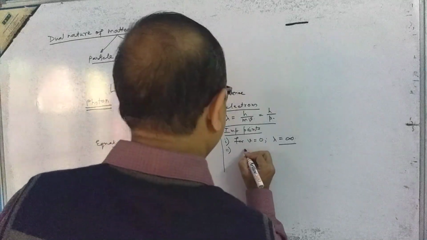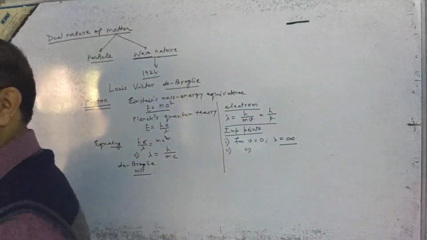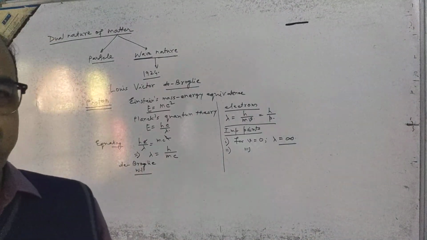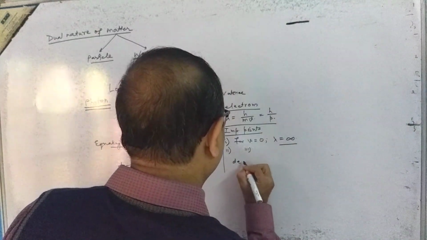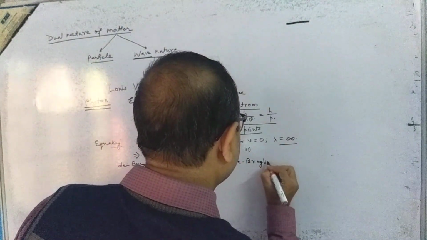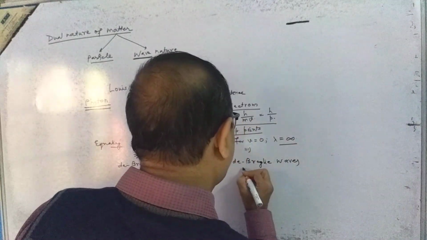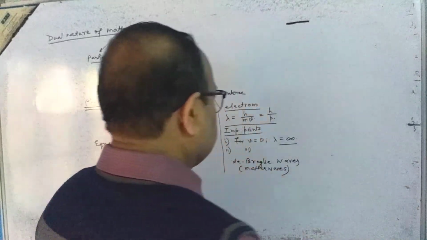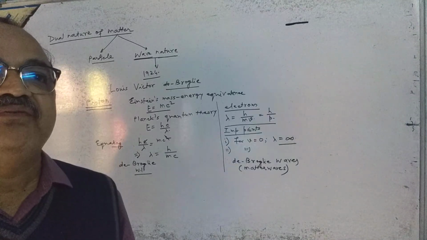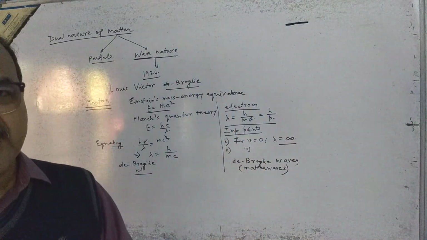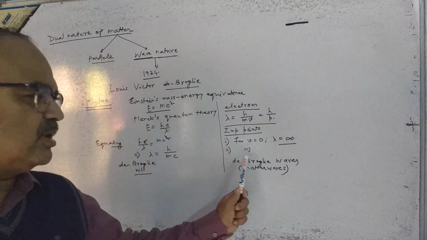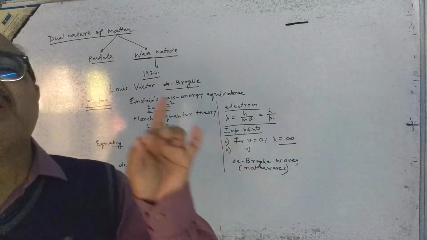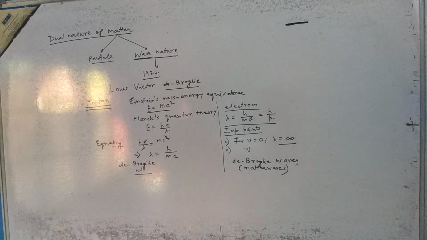And third point, de Broglie waves, which are also called the matter waves, cannot be considered as electromagnetic waves. We cannot say that these are the electromagnetic waves. Why? Because de Broglie waves are not produced by accelerated charges.